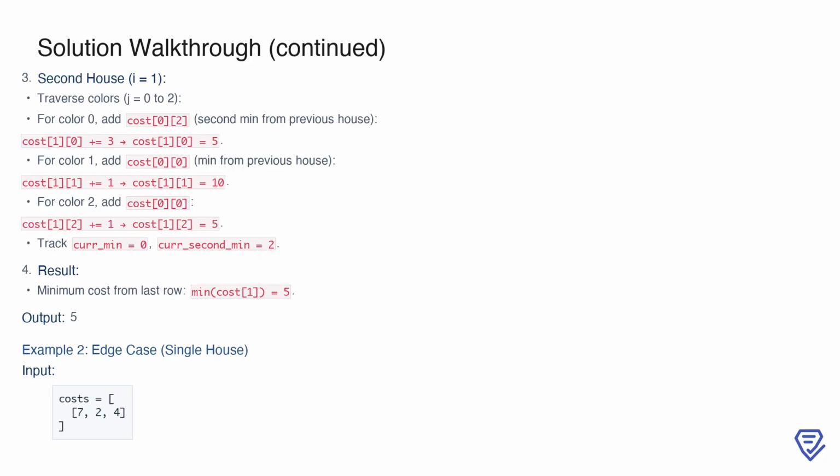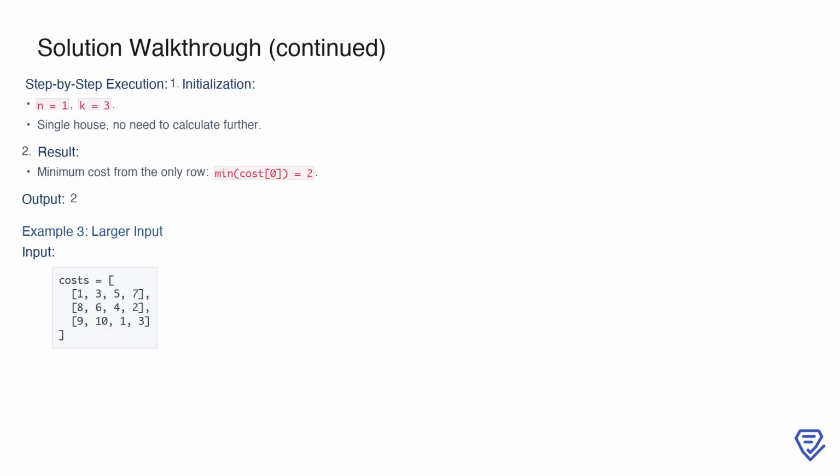During this process, we also track the new minimum and second minimum costs for the current house. The final costs for the second house are 5, 10, 5, and the overall minimum cost to paint all houses is the smallest value in this row, which is 5.